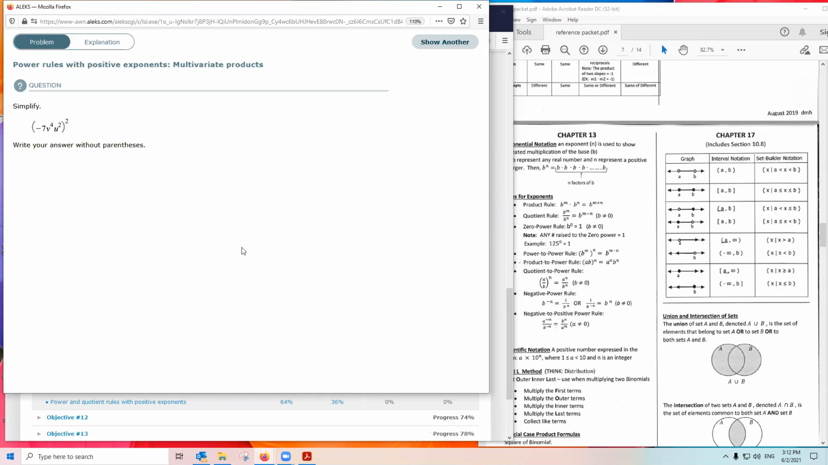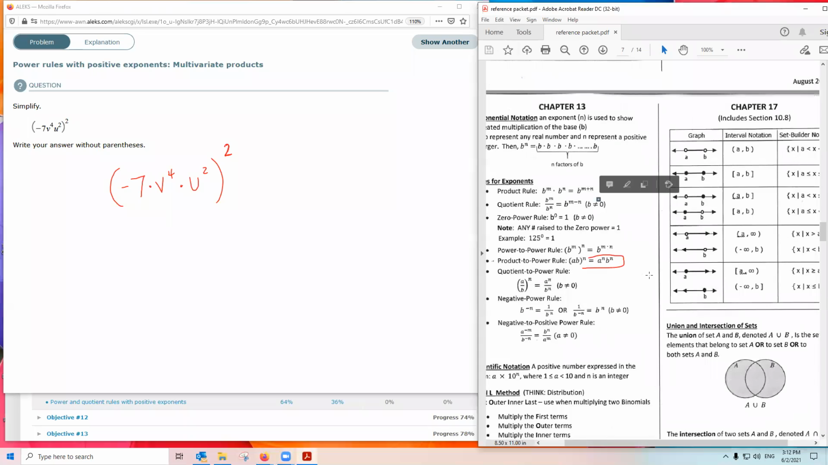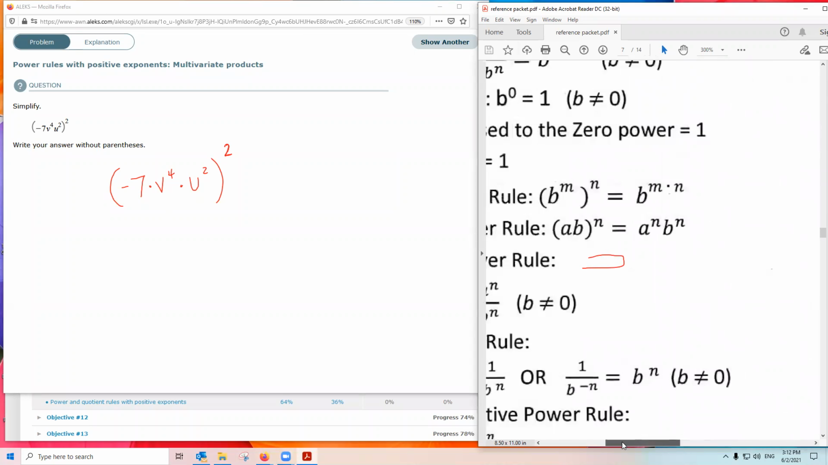All right, let's take a look at this one. Now this one seems to be a little different because it's a multiplication inside the parentheses, but with another exponent sitting outside. So I'm going to come to this rule right here. Let me make this a little bigger to make it easier to see. Let me zoom in on this.